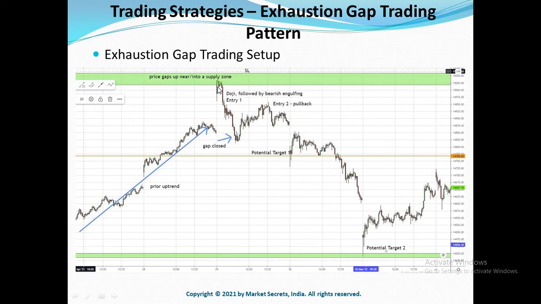Once the price forms the reversal candlestick pattern near the supply zone, this is a clear signal for a price reversal to the downside. And lastly, closing the gap. When the price closes under the gap, it gives the confirmation of the exhaustion gap. If you look here, this is the origin of the gap, and the moment the price closes below this particular level, it indicates the exhaustion gap pattern is being formed.